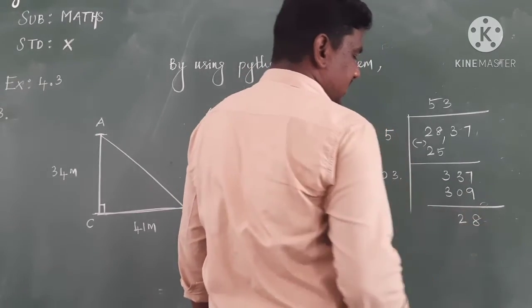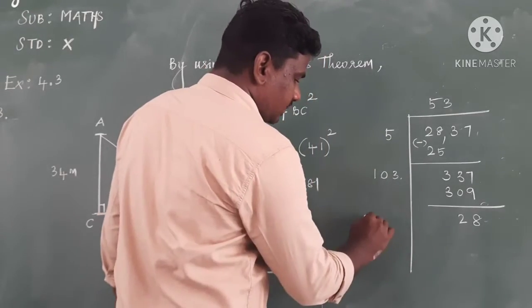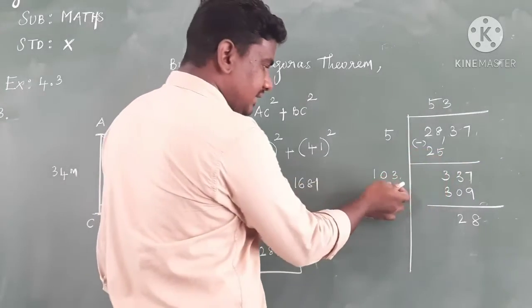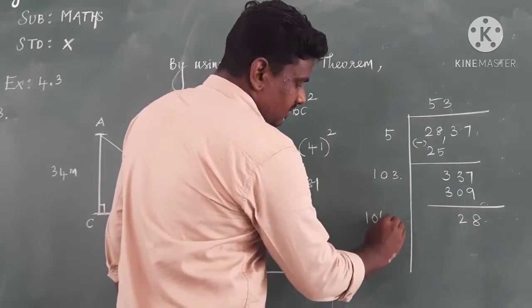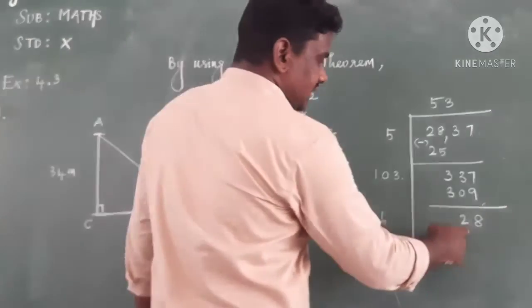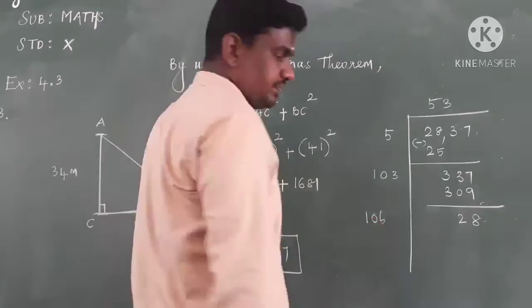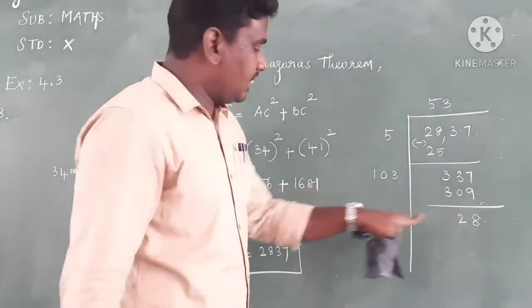Here 28. This unit place should be multiplied by 2, always. Here this is the unit place. I multiplied by 2. In this case, this is the unit place. It will be multiplied by 2, which means 106. So here 28. If you assign any value, if you assign 1, it is greater than this number.